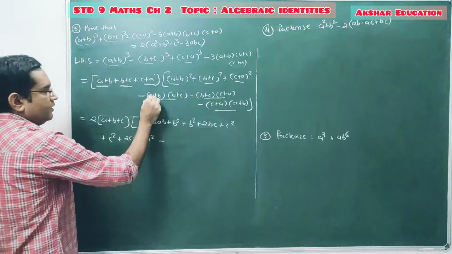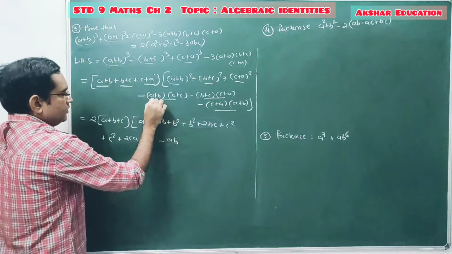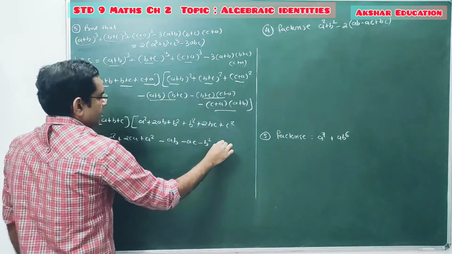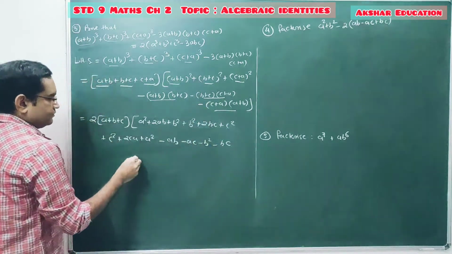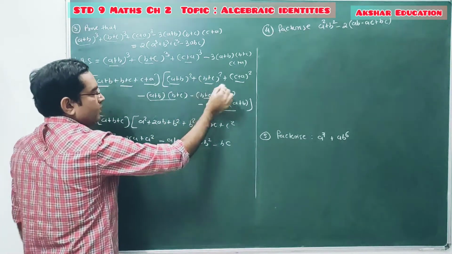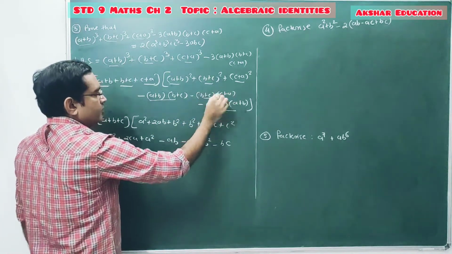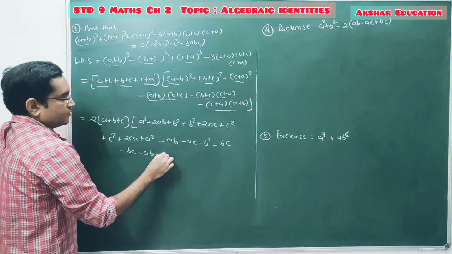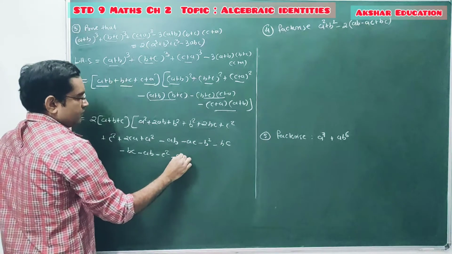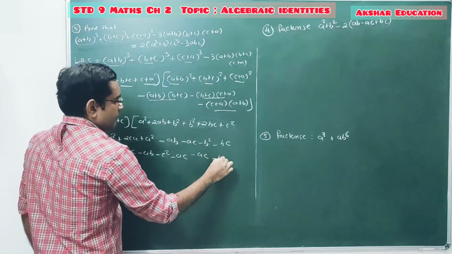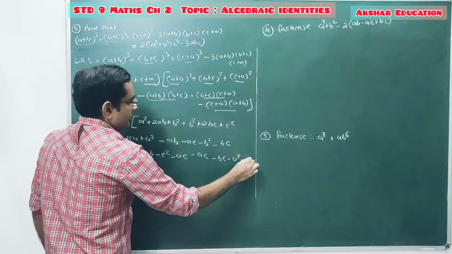It will be minus only. So it's minus ab minus ac minus b square minus bc. Here it's minus bc. Binomial with binomial, multiplication of binomial with binomial. So minus bc minus ab minus c square minus ac. So minus ac minus bc minus a square minus ab.